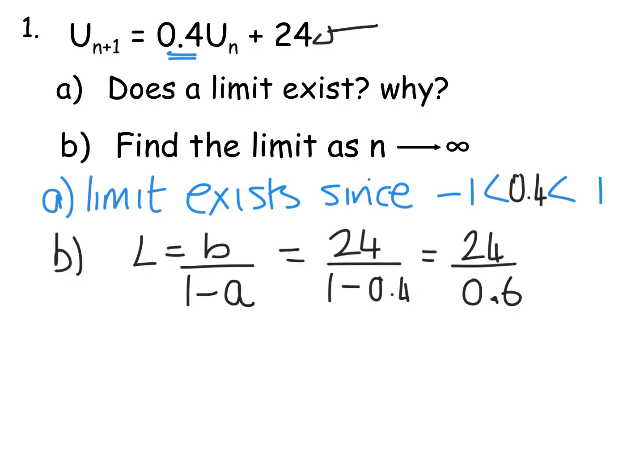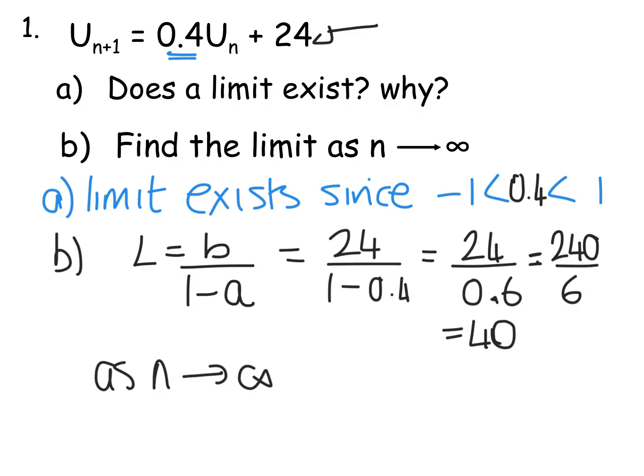Now this is non-calculator quite a lot, so you need to be good at doing these. What you have to do is just make an equivalent fraction. Try and get rid of the decimal. Sometimes if it was 0.5, you could just double it. But with 0.6, if I times that by 10, I get 6. So if I've times the bottom by 10, I have to do the same to the top. So I get 240. And then 240 divided by 6 is just 40. So the long-term effect as n approaches infinity, your limit is 40. So I'll keep doing this sum over and over and over, and eventually my answer will always be 40. It won't go any lower.